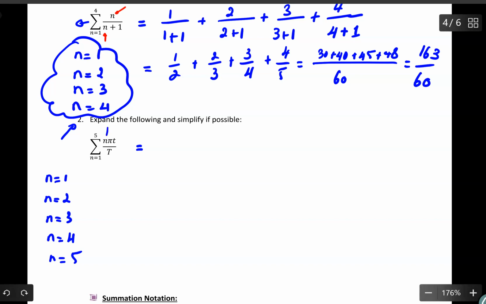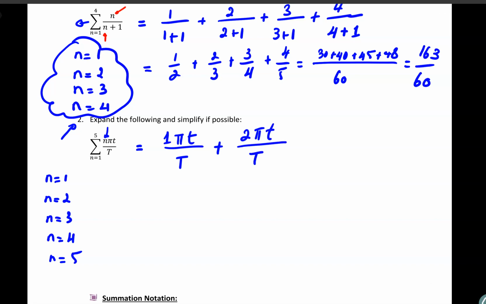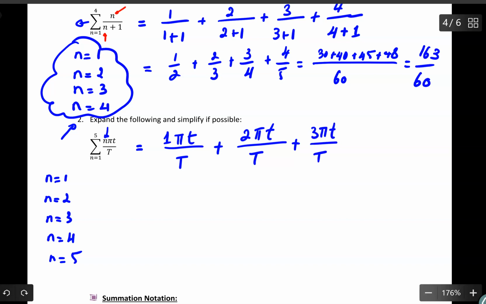So take a look at this n that's given to me. The first n will be n equal to 1, so I would write 1 pi times t over period. Okay, I add that with 2 times pi times t over the period T. And I will add that with 3 times pi times t divided by period T. And I will have 4 pi t over period plus 5 pi t over period of T. So adding them up, I have the same denominators of period T.